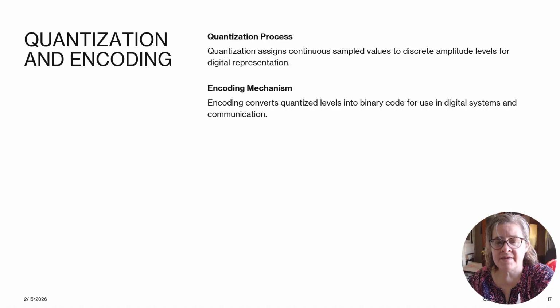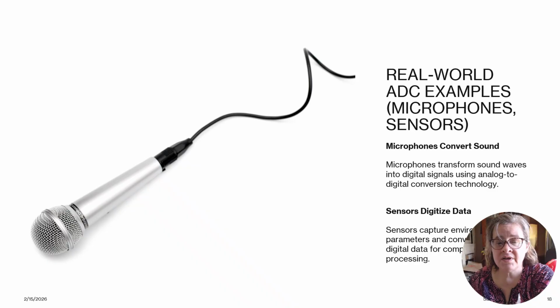Quantization assigns sampled values to discrete levels, while encoding translates these levels into binary code for digital use. Devices like microphones convert sound waves to digital signals, and sensors digitize environmental data for computing applications. There are some real-world examples.